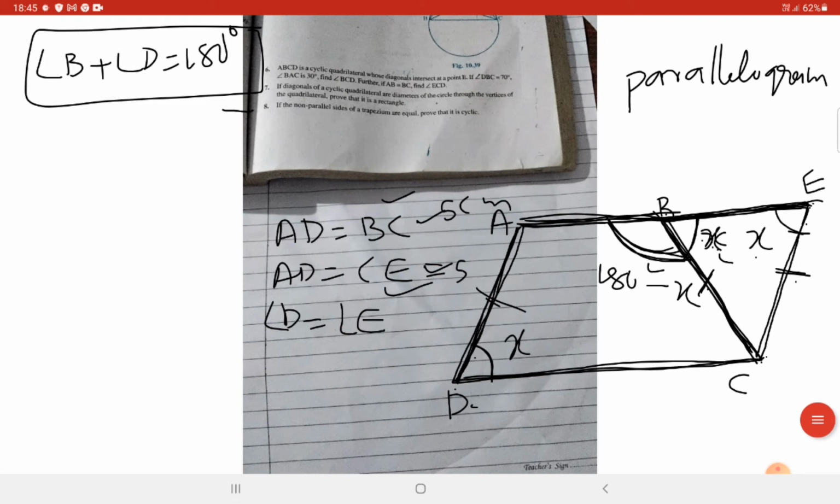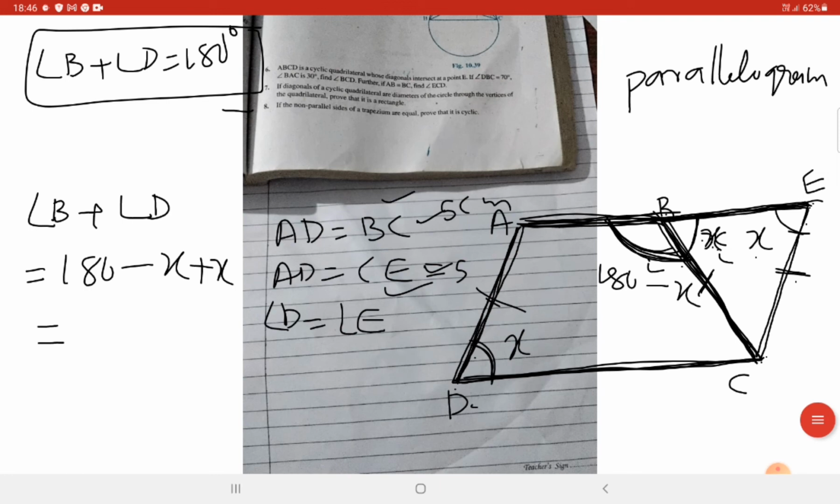Now add angle D and angle ABC. So angle B plus angle D is equal to, angle B means here in quadrilateral ABCD, this angle B, that is 180 minus X. Now what is angle D? X. Minus X plus X means it becomes 0. So answer 180 degree. So we got angle B plus angle D is equal to 180 degree.